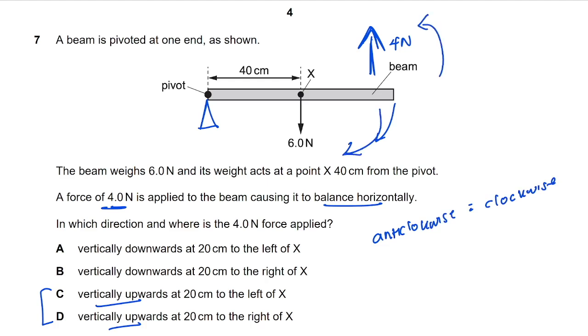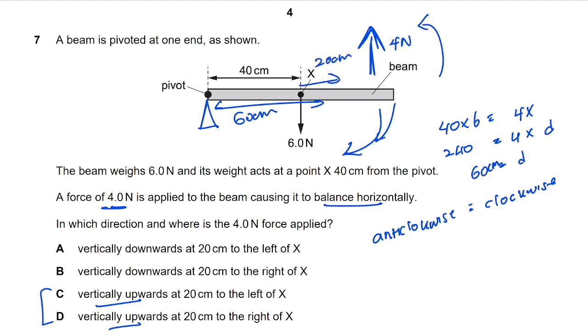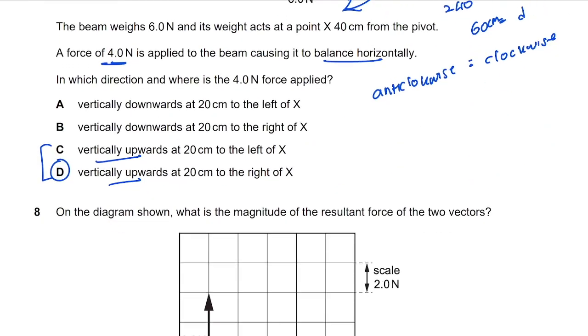So the moment of a force is equal to the perpendicular distance times the force applied. So here it would be 40 times 6 is equal to 4 newtons times a certain distance. So 40 times 6 would be 240, equals 4 times the distance. And this would equal 60 centimeters as the distance. So 60 centimeters from the pivot, which would mean from X, it's only 20 centimeters more. So the answer here is 20 centimeters to the right of X, so the answer would be D. It's quite straightforward. So that would make it balance. I'm hoping you are understanding that.